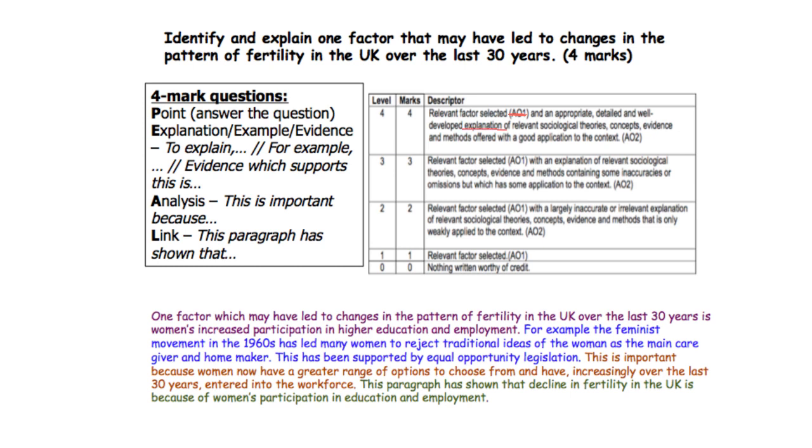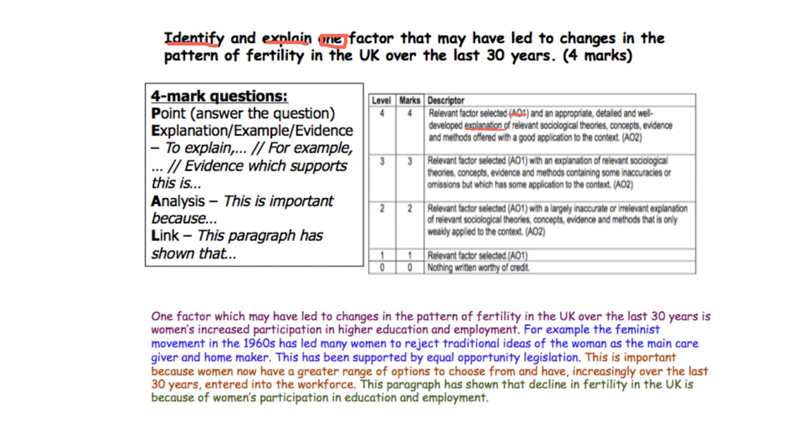Okay, so this question here is asking for you to identify and explain only one factor, so you don't need to identify all the factors, one factor that may have led to changes in the pattern of fertility in the UK over the last 30 years, 4 marks.